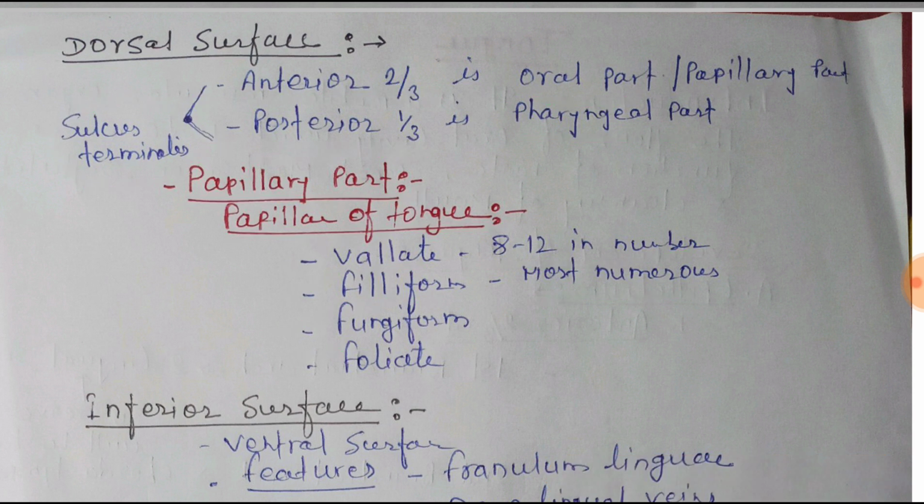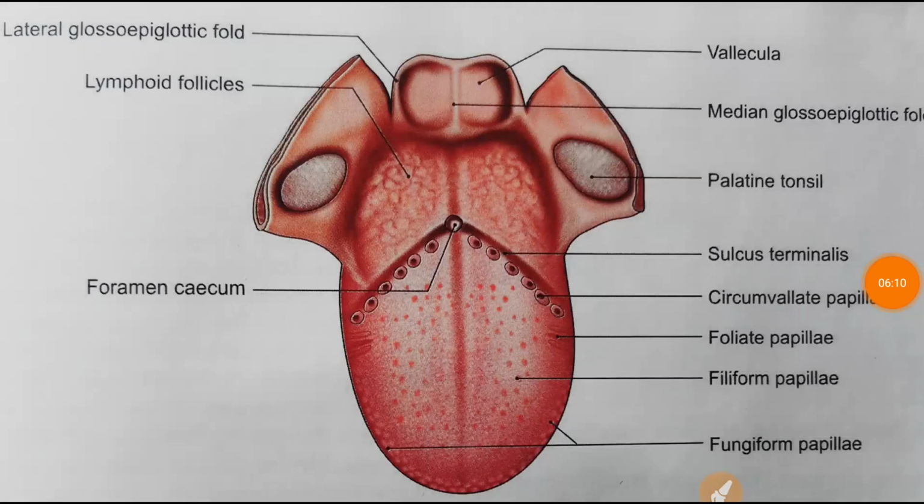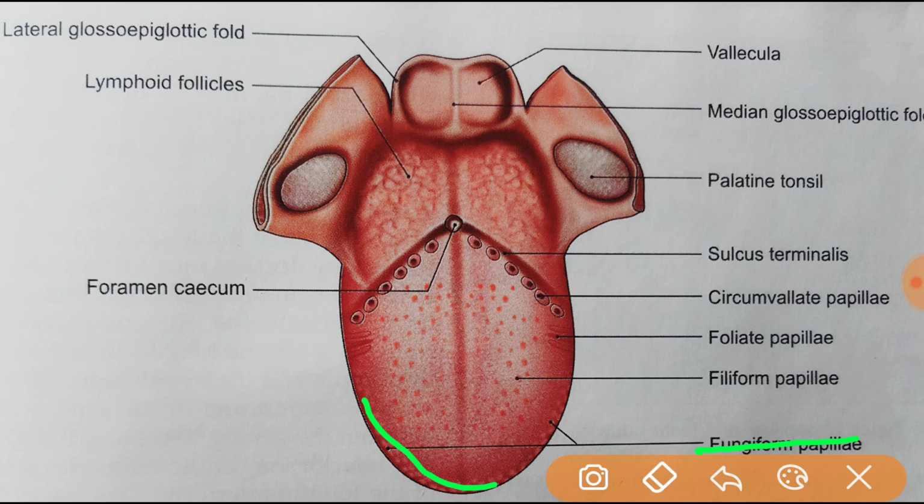The pictorial diagram of this will be like that. The fungiform papillae are here at the margin. Filiform papillae are the dotted structures in that. The foliate papillae are here, and the circumvallate papillae are like that, which are 8 to 12 in number, and this is the anterior 2/3. Then this is the posterior 1/3.